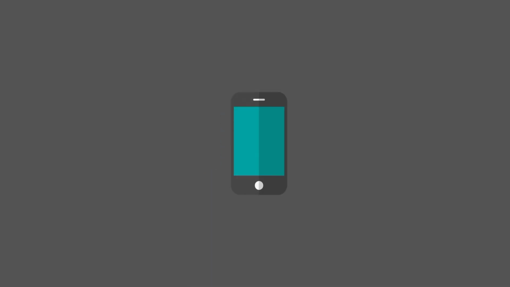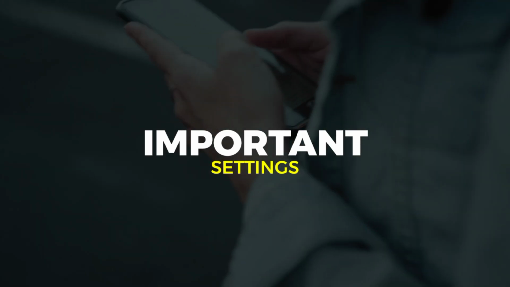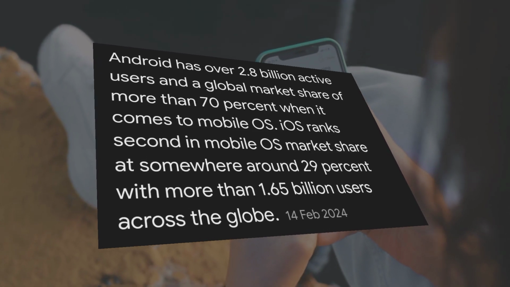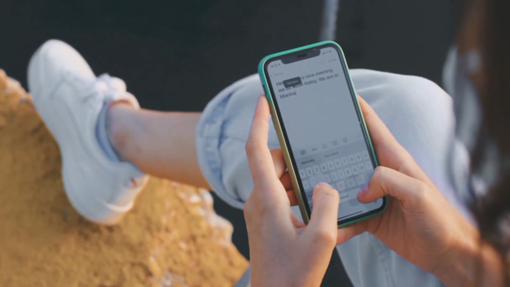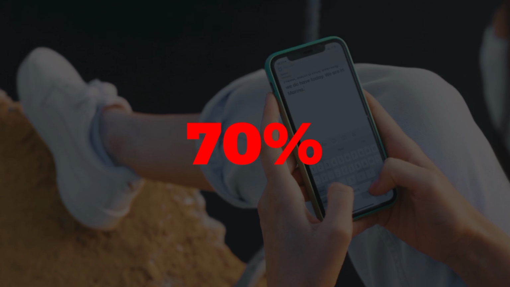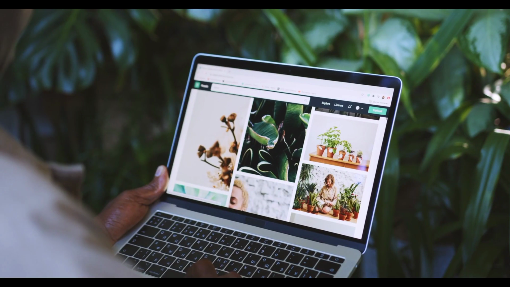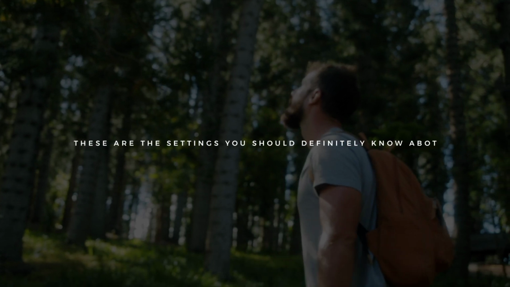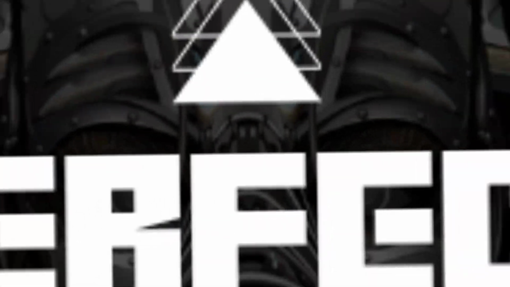Although we all are mobile users, many of us are not aware of some important settings and thus miss many of the features we use. Android has over 2.8 billion active users and a global market share of more than 70% when it comes to mobile OS. So today, we are going to look at 5 important settings of Android. These are the settings you should definitely know about.